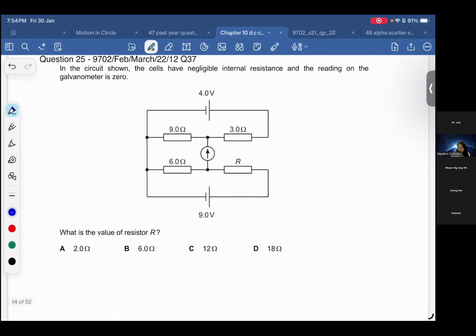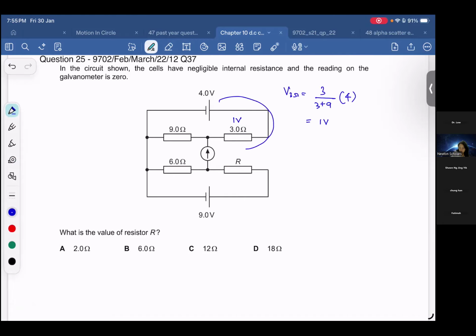Okay, there are many ways to solve, okay? So we need to find the voltage. Sean, correct. Let's say I find the voltage across the 3 ohm. Voltage across 3 ohm is 3 over 3 plus 9 times 4. So here I will get 1 volt.